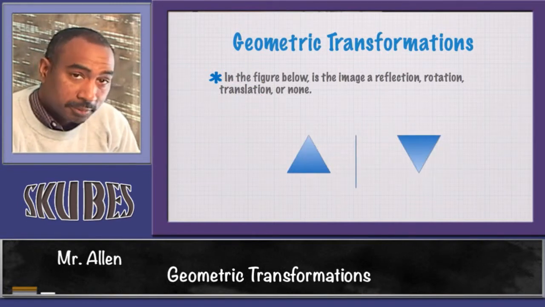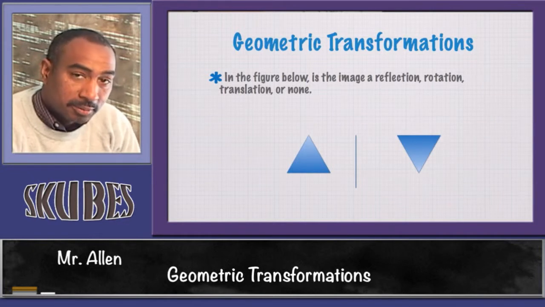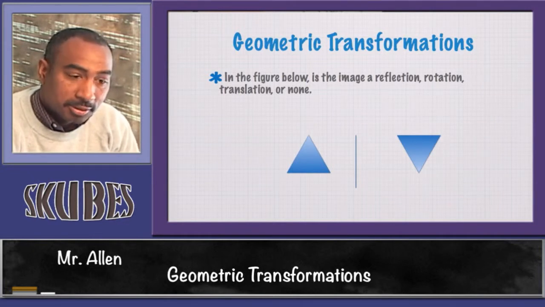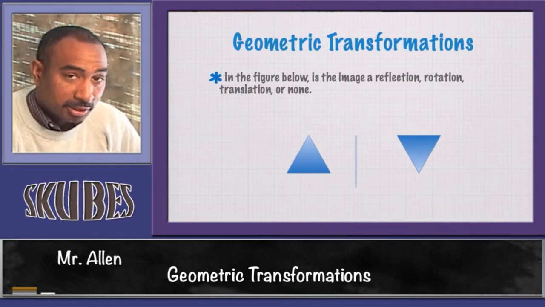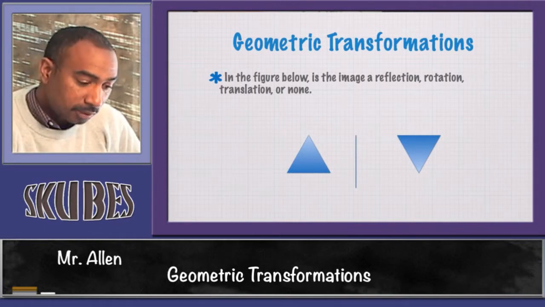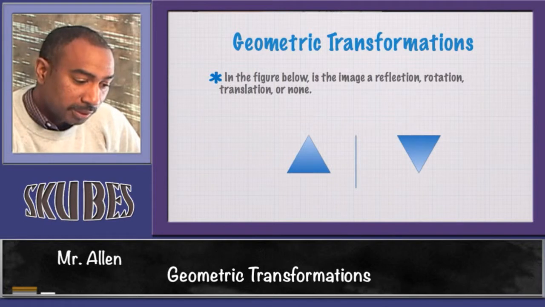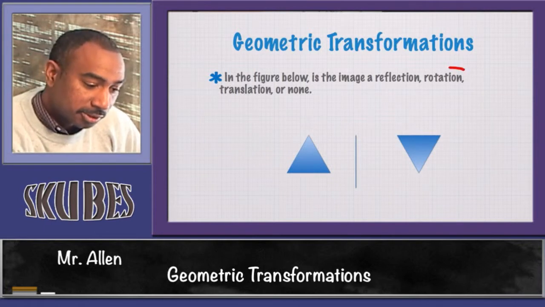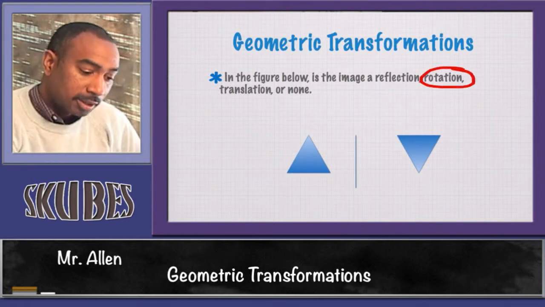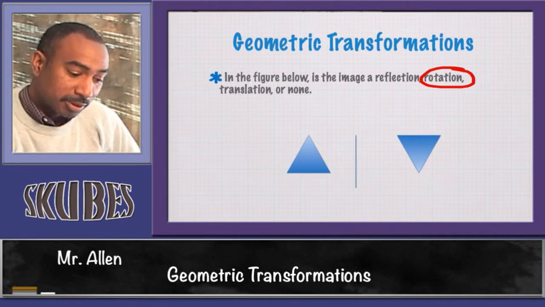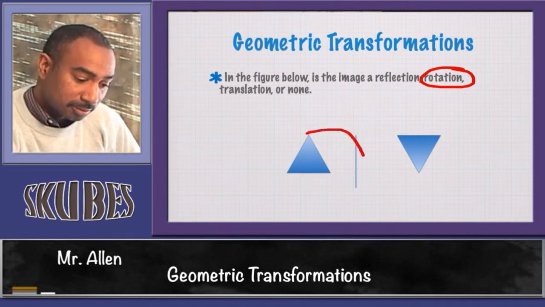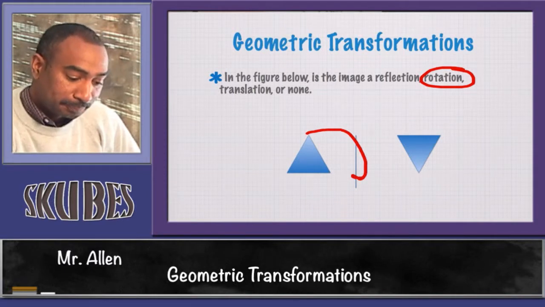In the figure below, is the image a reflection, rotation, translation, or none? Well, if you notice, the triangle doesn't change shape or size, but it does change orientation. Therefore, this would be a rotation. It doesn't flip around, by the way, so it's not a reflection. So we know that this just turns.